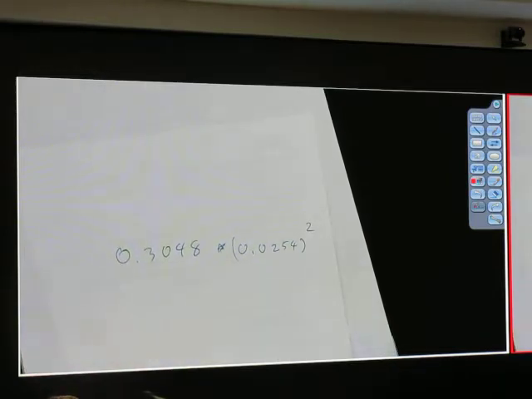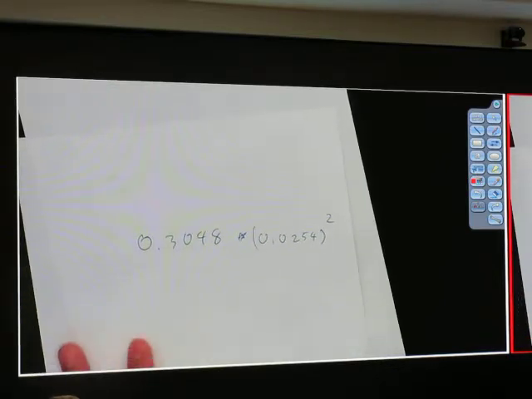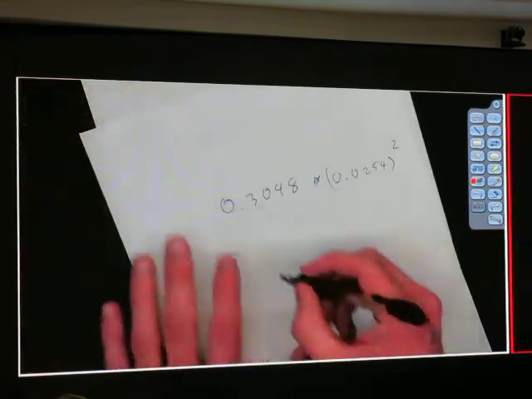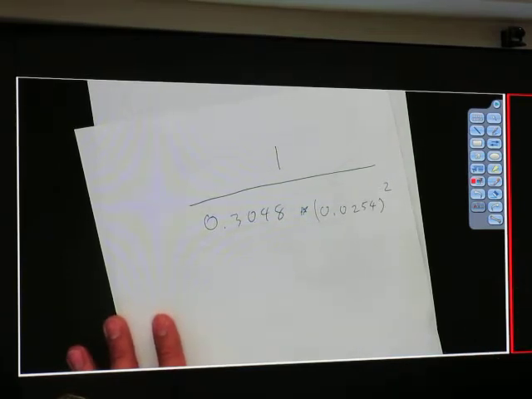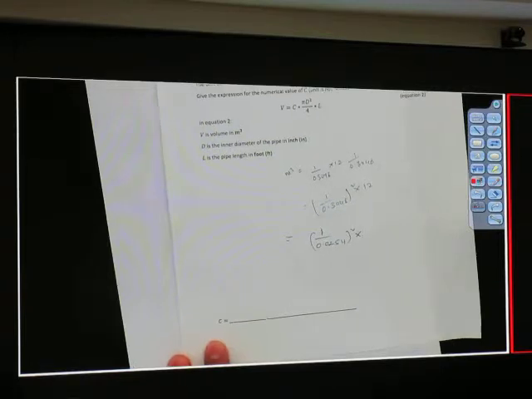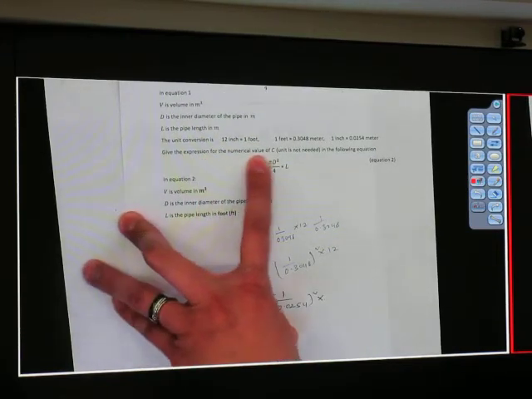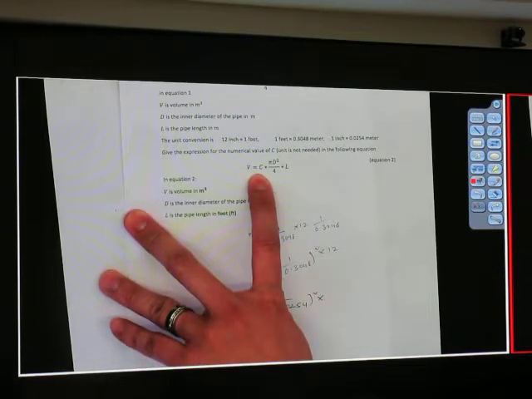Okay, Matt, could you please come here? Help me please. What's your answer? Oh, you put 1 over that. How about that? Who got what he got? I asked, C value equal to what? That's the question. How much is the C value? Give the expression for the numerical value of C. Right, but the unit is not needed. Are you telling us that the equation equals 1?